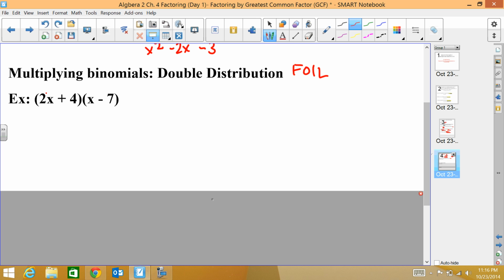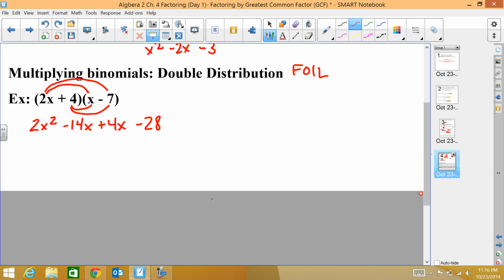So we're going to distribute the 2x first. So we have to take 2x times both numbers. So let's do that first. So we would have 2x times x, which would be 2x squared, because there's two x's, so you have to make sure you square it, because x times x is x squared. Then we have 2x times negative 7, which would be negative 14x. Okay, then we need to distribute the 4 to both numbers. So then 4 times x would be positive 4x, and 4 times negative 7 would be negative 28.